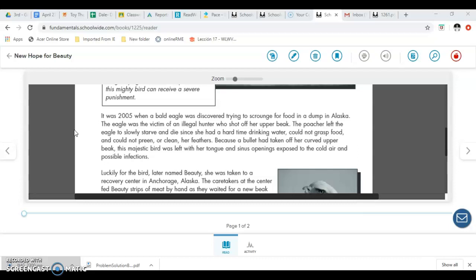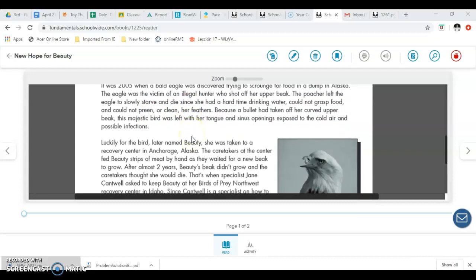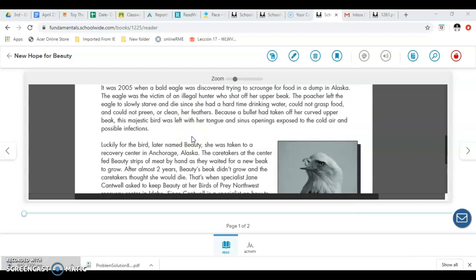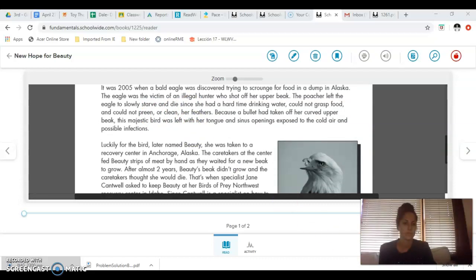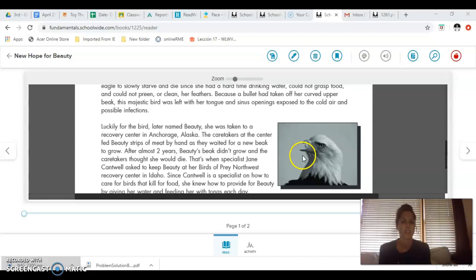So the sinus opening would be kind of like where our nostrils are. Our nostrils, right? These are our sinus openings. For a bird, they're right there. They kind of left all of that open. This is obviously the bird that they were speaking of, because the upper beak got shot off. So that doesn't have a really important part, right, of their beak.